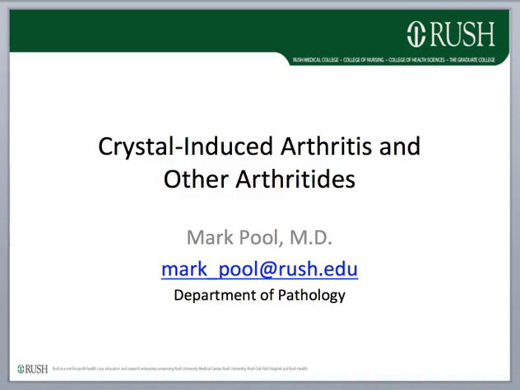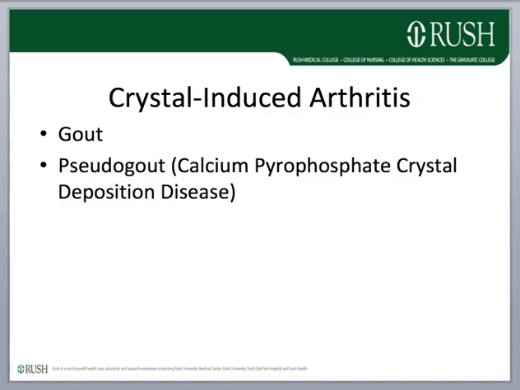Hi, this is Dr. Poole, and this presentation will cover crystal-induced arthritis and some of the other common arthritides that will be discussed as part of this case. Crystal-induced arthritis includes gout, which is the deposition of urate crystals in joints and other tissues, and pseudogout, more specifically called calcium pyrophosphate crystal deposition disease.